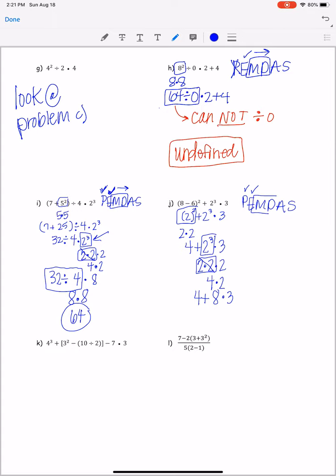So now multiply and or divide. We've got a multiplication problem right here. So 8 times 3 is 24. Bring down your 4 plus, and 4 plus 24 is 28.